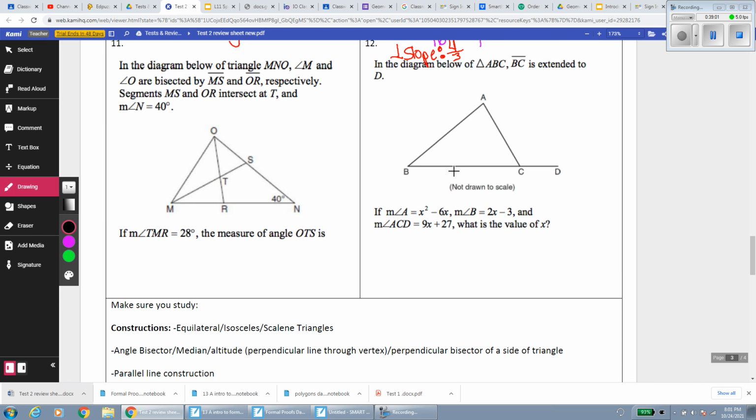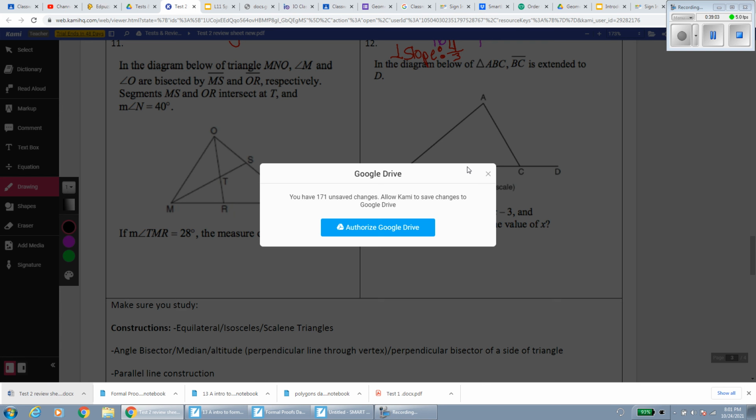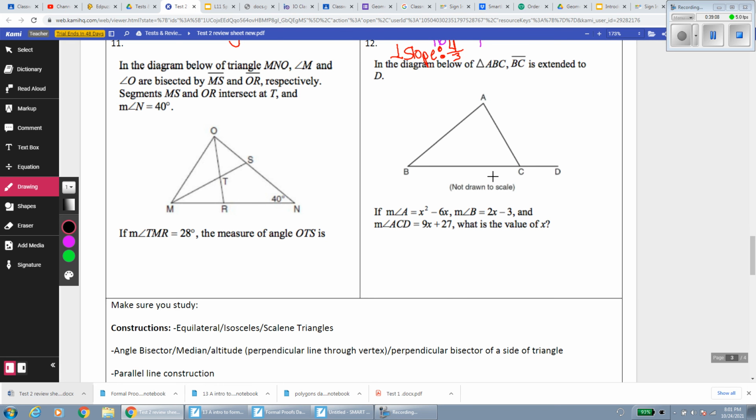In the diagram below of triangle MNO, angle M and O are bisected by MS and OR respectively. So I'm going to stop right there. That's a lot of information. Both angle M and angle O are getting bisected, so that means they're getting split in half into 2 equal parts.